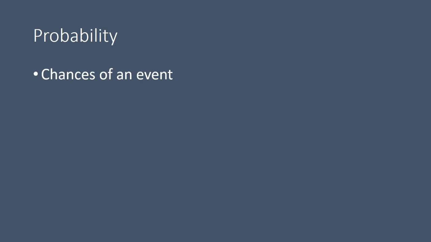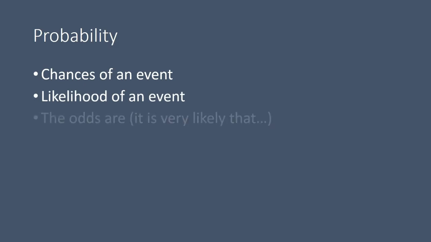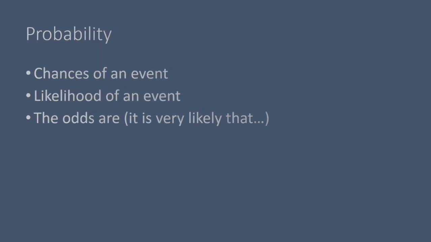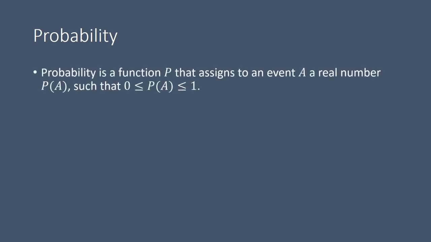Probabilities are associated with chances, the chances of an event happening, the likelihood of an event happening, the odds. What are the odds that something is going to happen? It's another way of saying the odds are, or it's very likely that. So these things are what we associate with the idea of probability. But what is so fantastic about probability is, believe it or not, you can assign it a number.